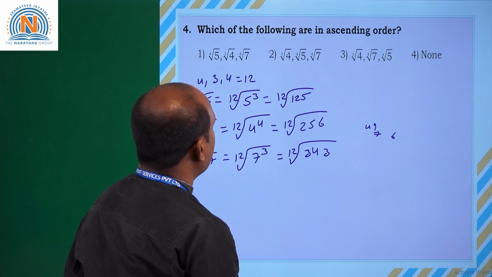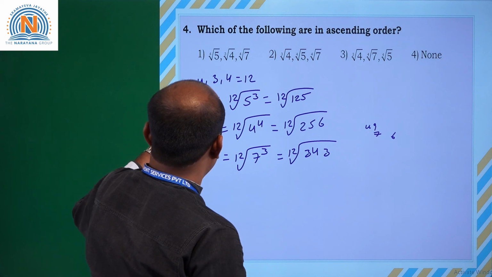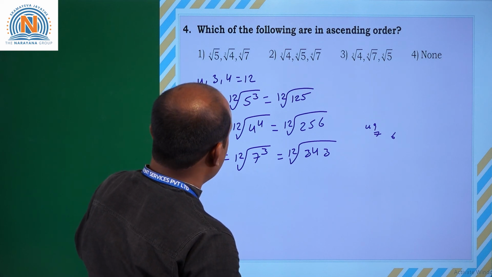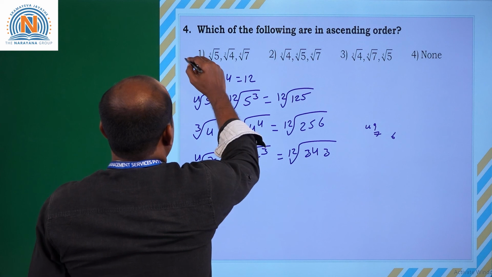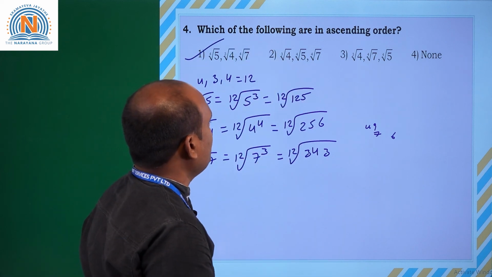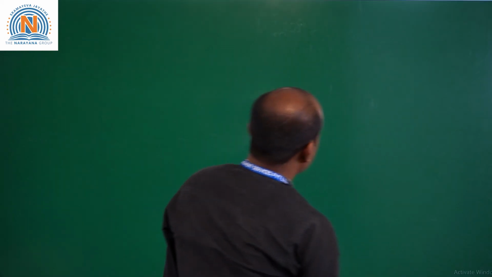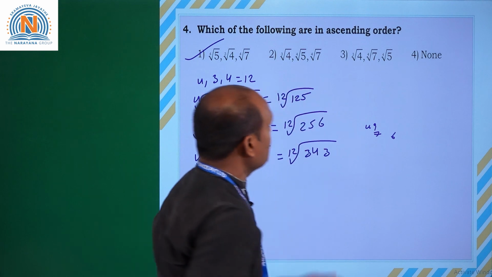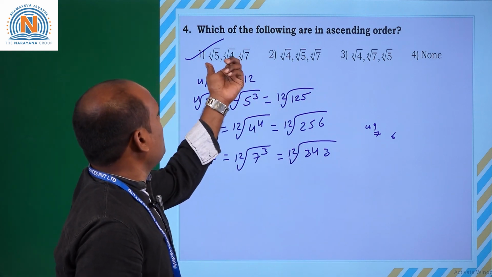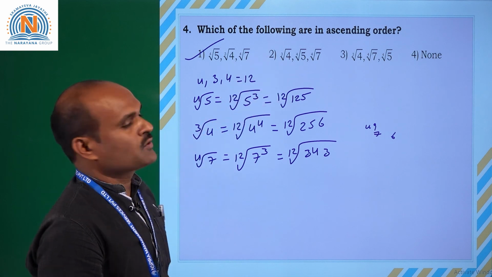Now which of the following is in ascending order? Ascending order means 4th root of 5, cube root of 4 and 4th root of 7. So option 1 is the ascending order. These three surds are in ascending order. So the correct answer is option 1, right? Correct answer is option 1: 4th root of 5, cube root of 4, 4th root of 7.